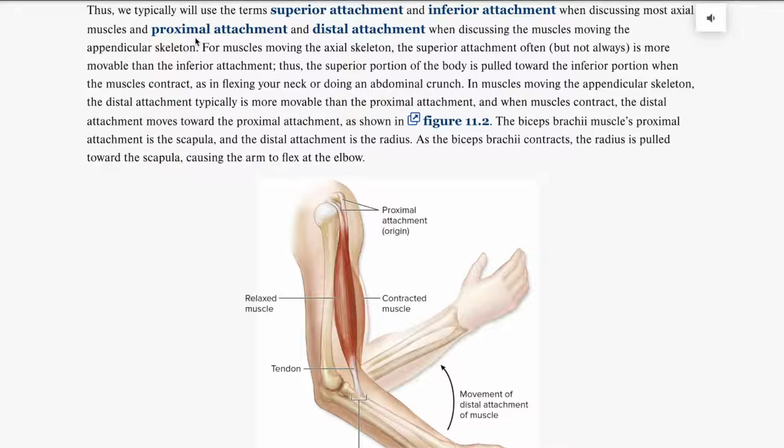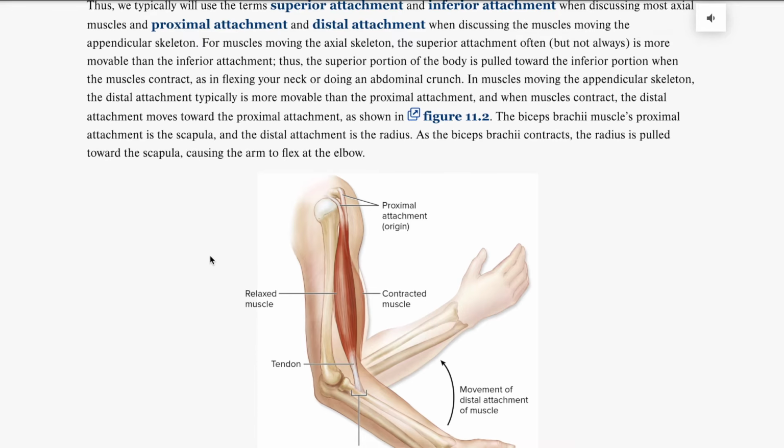Let's look at a specific example. I know that that was kind of wordy, but after you have that written out and then you look at an example and kind of talk through it, you'll say, oh, okay, that's why we called that the more movable or the less movable attachment.